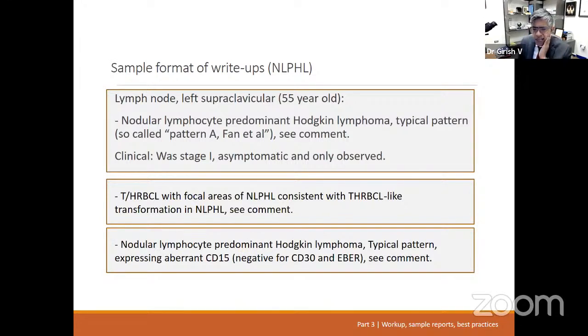This is one where I say nodular LP, typical pattern, expressing aberrant CD15. And you have to explain why you still think it's nodular LP. It was negative for CD30 and EBER. So you're not going to go and call it classical Hodgkin.